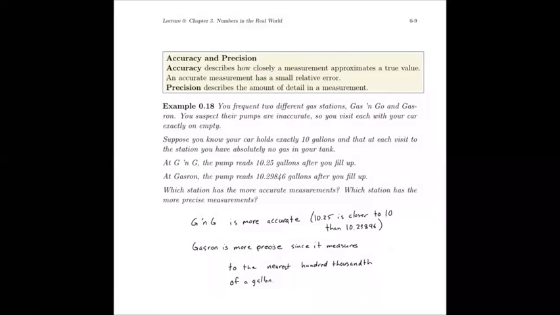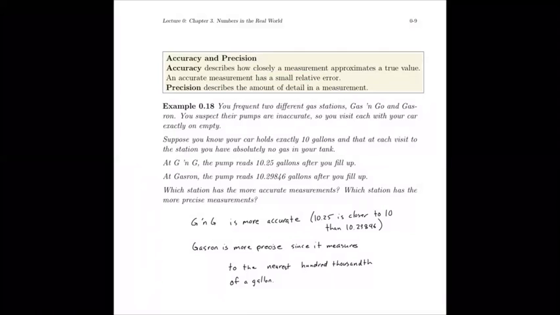Precision describes the amount of detail in a measurement. One situation would be to measure in meters versus centimeters. Measuring in centimeters is more precise than measuring in meters. Measuring in inches is more precise than measuring in feet. So that's an idea of precision.